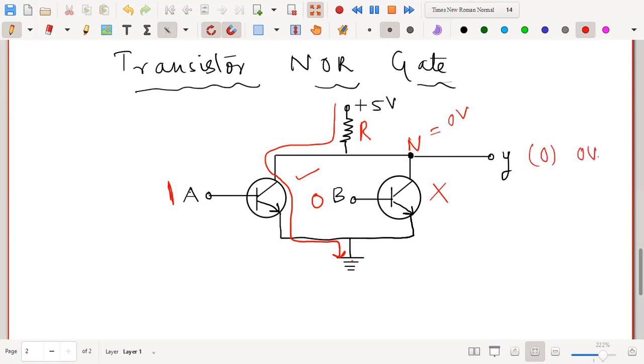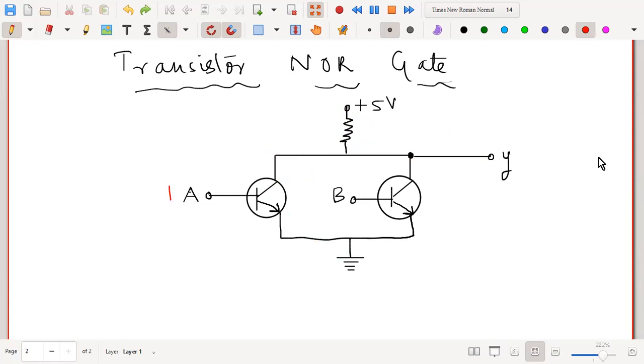That means 0 volt. Okay, so in this way, when any one of these two transistors is working, or when both transistors are working, then you will get a 0 at the output. Otherwise, when both inputs are 0, then you will get a high at the output. Okay, so this is about your NOR. This is about your transistor NOR gate.